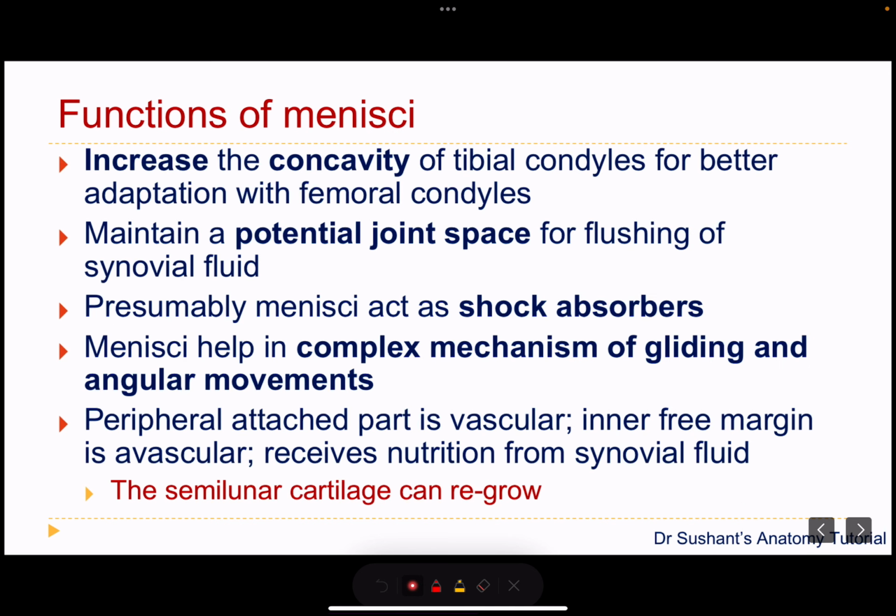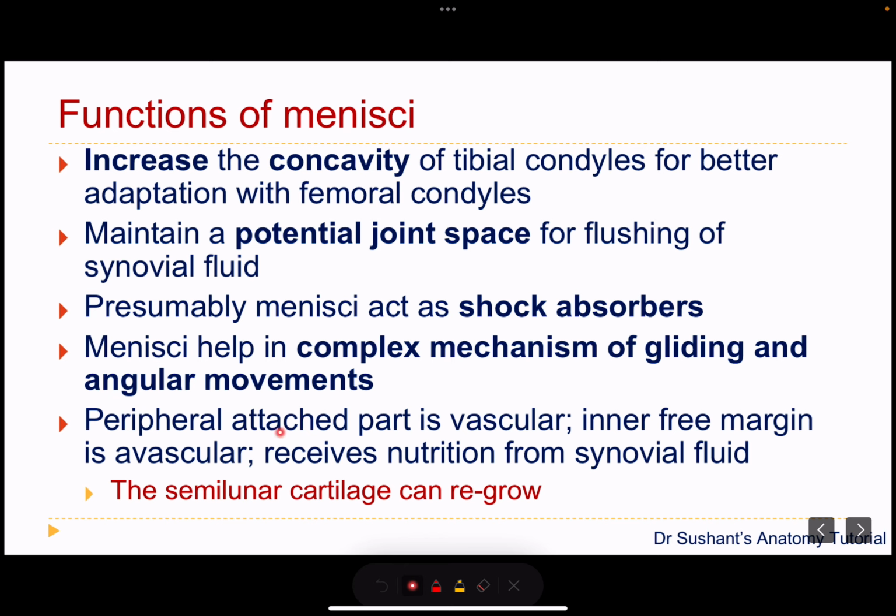Let us talk about the functions of the menisci. The meniscus increases the concavity of the tibial condyles for better adaptation with the femoral condyles. It maintains a potential joint space for flushing of the synovial fluid. Presumably, the menisci act as shock absorbers. The menisci also help in the complex mechanism of gliding and angular movements at the knee joint.